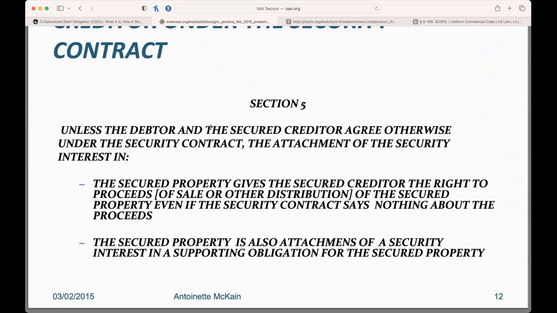Unless the debtor and the secured creditor agree otherwise under the security contract, the attachment of the security interest in the secured property gives the secured creditor the right to proceeds of sale or other distribution of the secured property, even if the security contract says nothing about the proceeds. Now, this right here should have you real tight, because this is what's been going on.